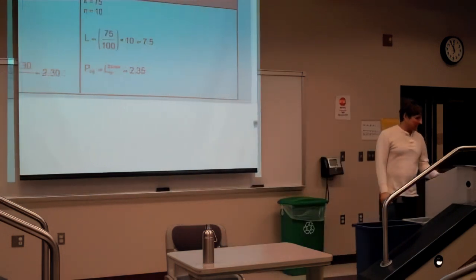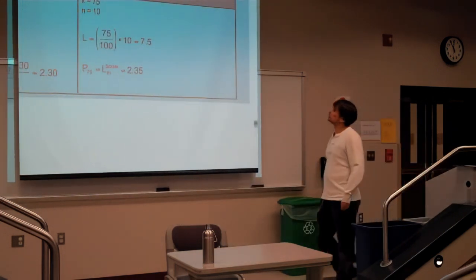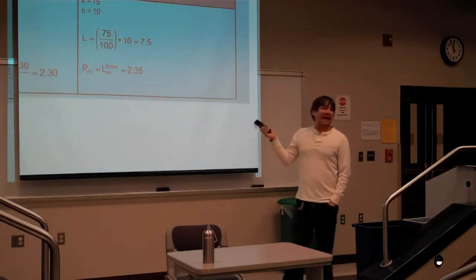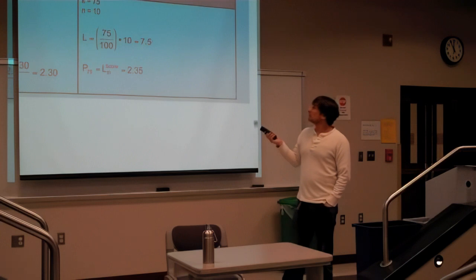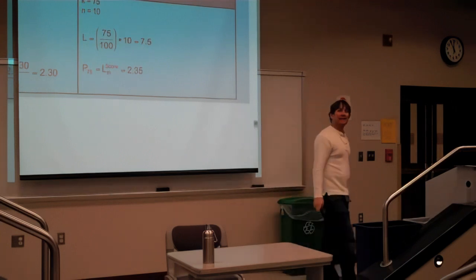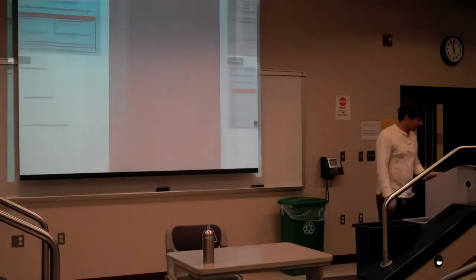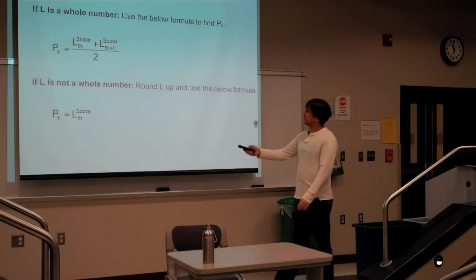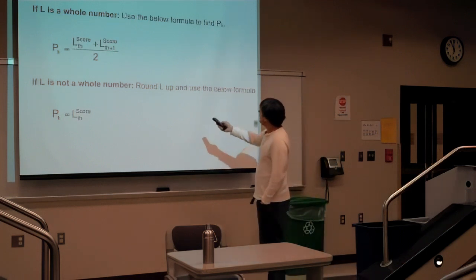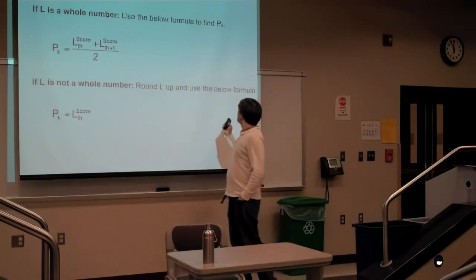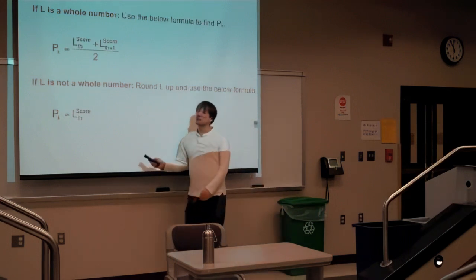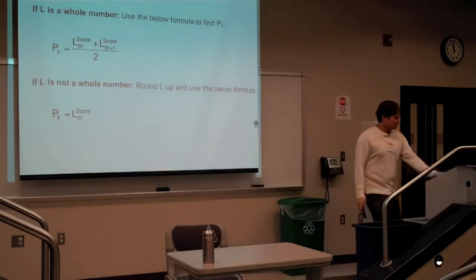All right, so P75. K is 75, N is 10. So 75 divided by 100 times 10 is 7.5. That is not a whole number. So it tells us this. If it's not a whole number, round L up to the next highest whole number. You round it completely up to the next highest whole number. So we're going to just round that up to the very top.